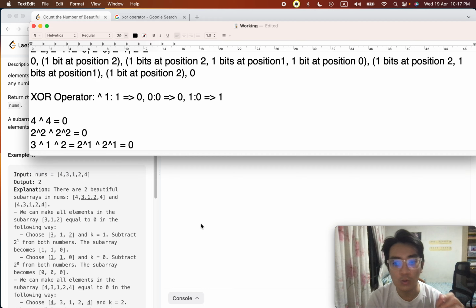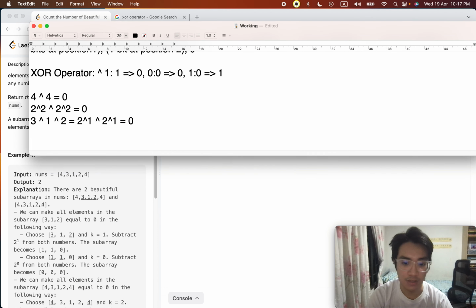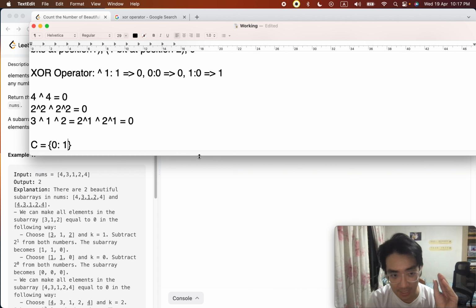So what we need to do at the start is create a dictionary. We'll call it count, doesn't matter. At 0, we'll set it as 1. So this tracks for when the XOR sum is 0, right? So that's at the beginning, before there are any elements.